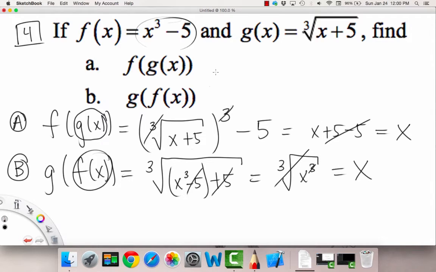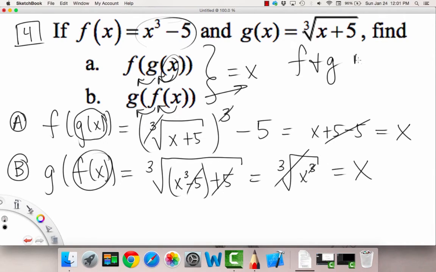What this means is that since both of these are equal to x, each composition gives us back our original input. We put our original input into g and then into f, and we get back our x. Same thing with this one: if we take our original input and put it into f, and then stick that result into g, we get our original input. So this means that f and g must be inverses of each other.